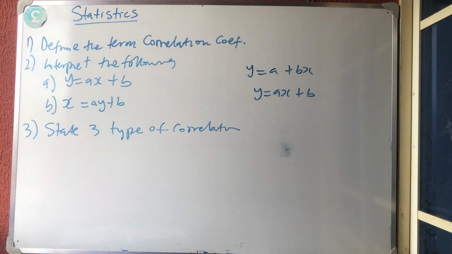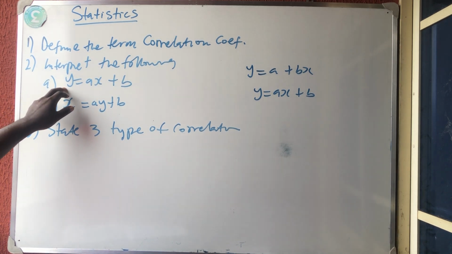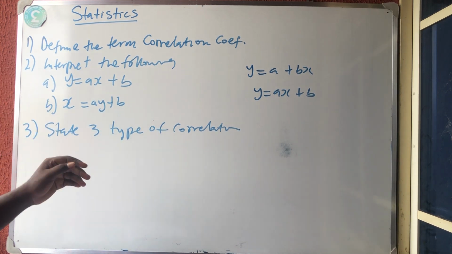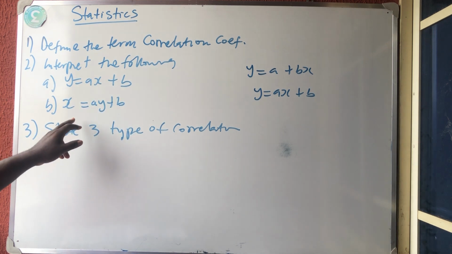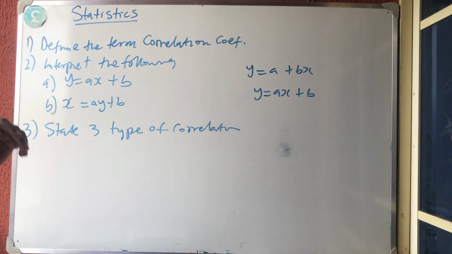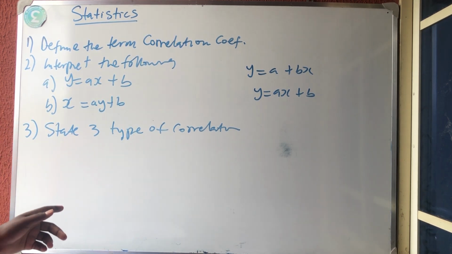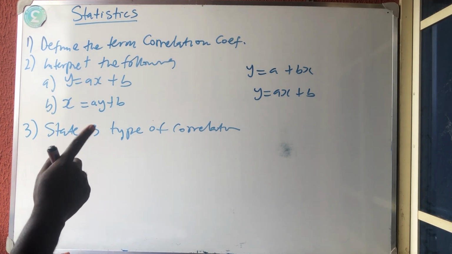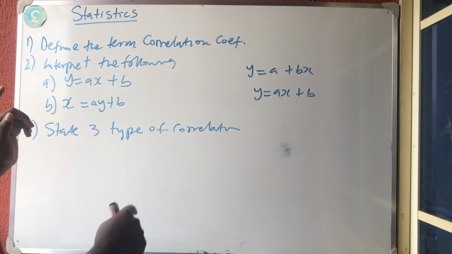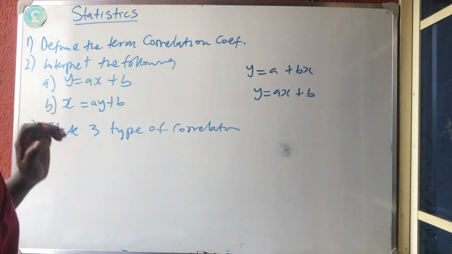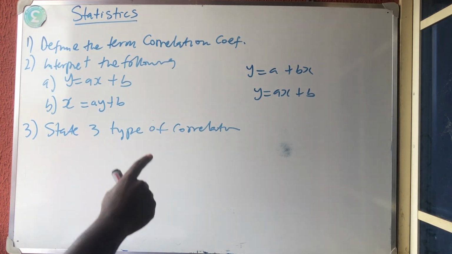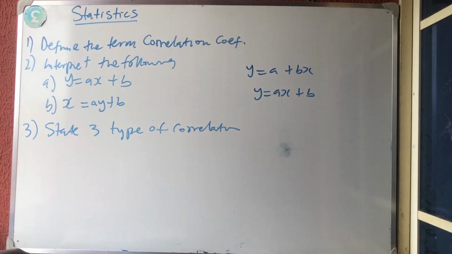A, the first one, says y is the regression on x, because we started from y. This one is x is the regression on y. Do you know why I use the word regression? I use the word regression because it is the relationship of only one variable, x and y. But if it is 2 or more variables, you now talk about correlation. Regression is talking about just one variable. Correlation is talking about more than one variable.